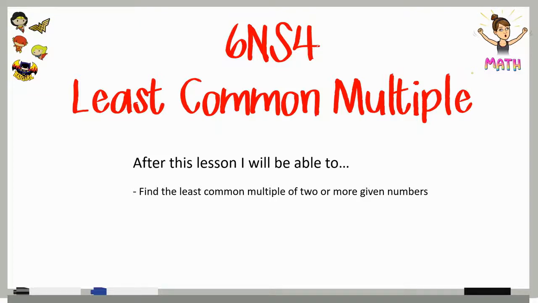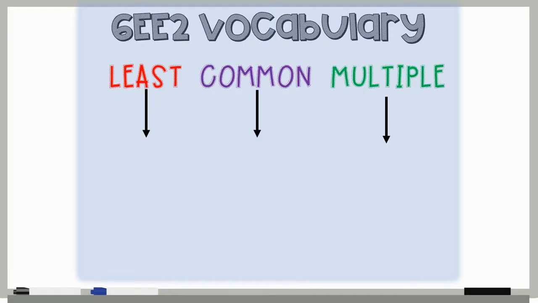Welcome to Lesson 6 NS4, Least Common Multiple. So we're going to work on today how to find the least common multiple of two or more given numbers. So first things first, let's look at what is a least common multiple.